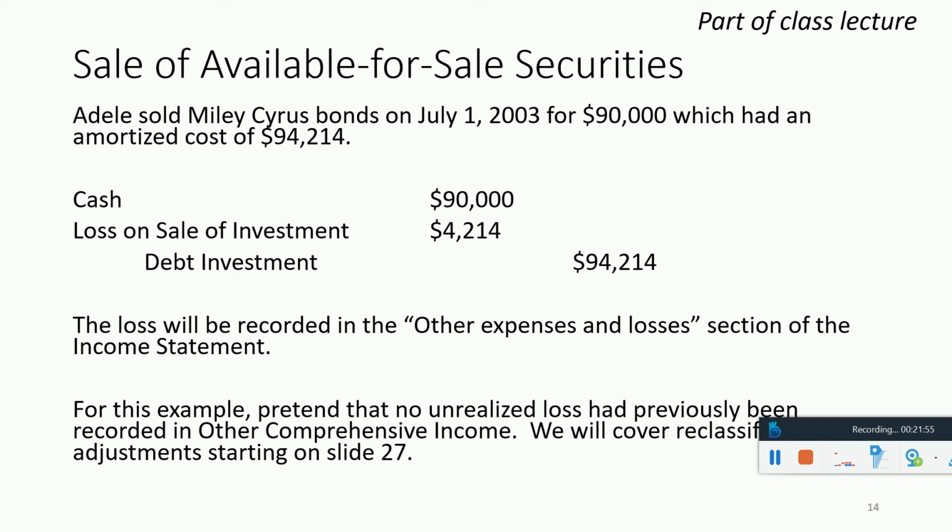So what we're going to do is debit cash for $90,000, credit our debt investment for the $94,214, and then as a result of this we have a loss on the sale of the investment, and that's going to be a debit to loss on sale of investment. That loss on sale of investment will roll up into the other expenses and losses section of the income statement.